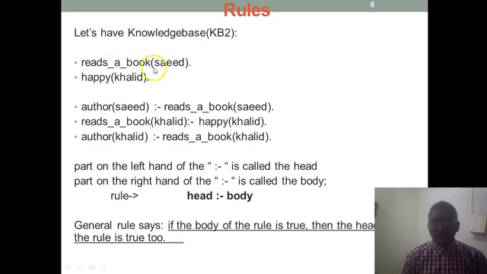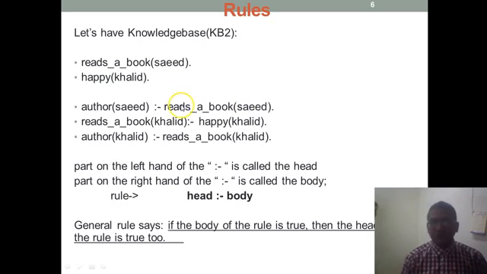Facts are simple statements which contain only one atom, but a rule is used to state information which infers or implies another fact. So if we look at this knowledge base, we have read book Sayyid, happy Khalid. Then we have author Sayyid. We are using this sign, colon followed by a hyphen sign, read a book Sayyid.